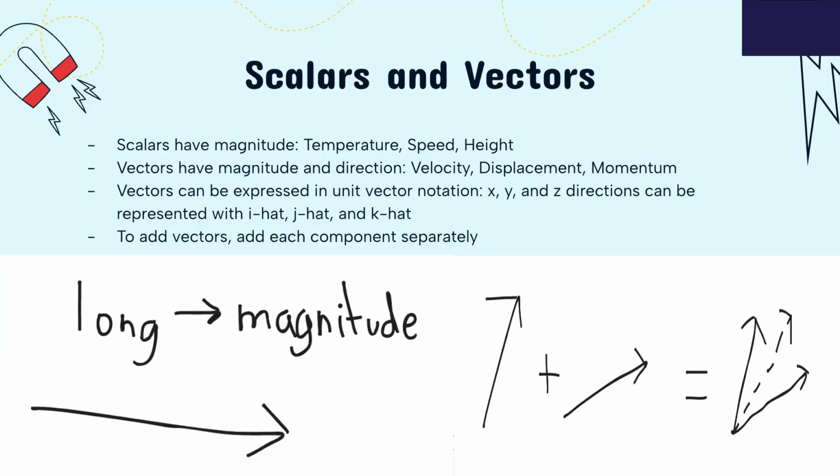So maybe the magnitude is 5 and the direction is upward. And because of that, vectors can be expressed in unit vector notation. So generally, there's three directions, x, y, and z. We usually only use x and y because the z direction is like the third dimension. And we represent each of those with i hat, j hat, and k hat respectively. And to add two vectors together, essentially you need to add the components separately.